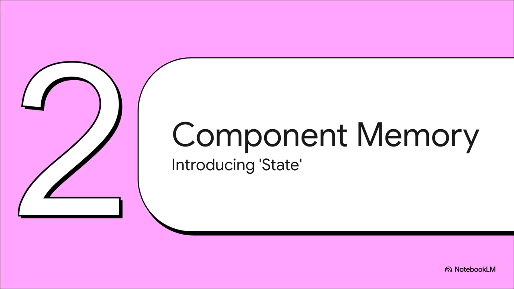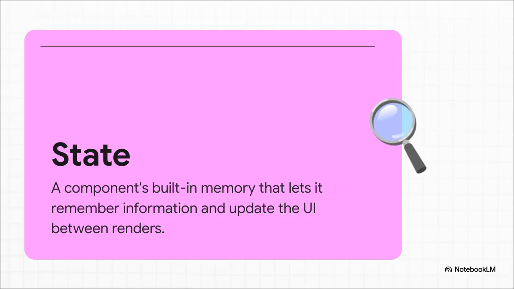Well, the answer is actually pretty straightforward. We need to give them a memory. And in the world of React, this memory has a very specific name. We call it state. State is literally the crucial ingredient that lets a component remember things, like what a user typed or whether a switch is on or off. It's the foundation for pretty much any kind of interactivity.